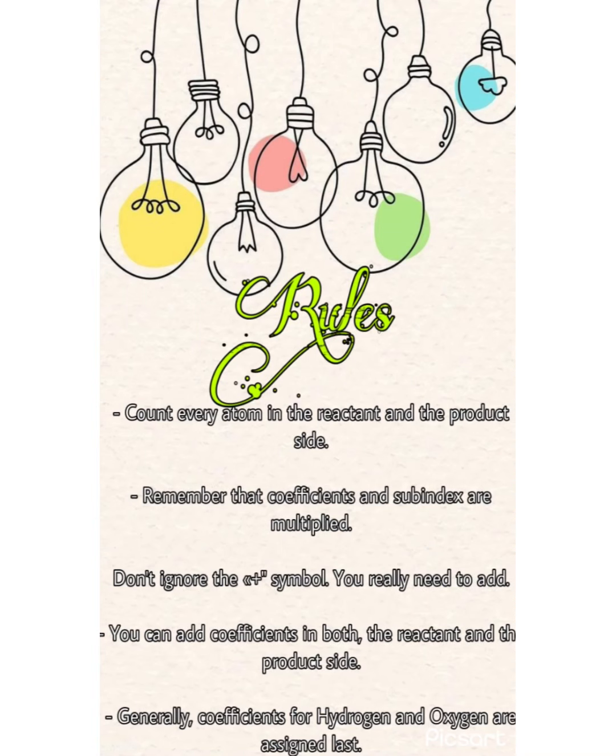Let's remember the rule to start. Count each atom of the reactant and product side, and the coefficient and the subindex are multiplied. Don't ignore the plus sign. Generally, the coefficients for hydrogen and oxygen are assigned last. You can add the coefficient in both the reactant and product side.